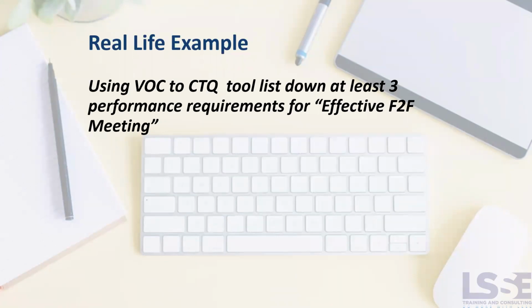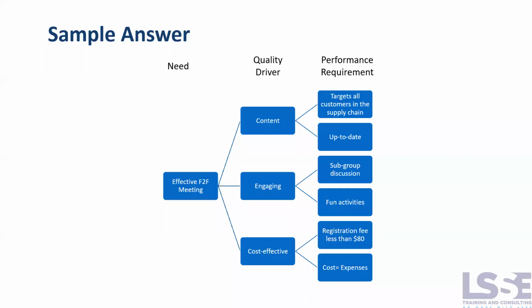So when your customer gives you this, you need to ask further, what do you mean by effective face-to-face meeting? So I had a discussion with that customer so that it would help me design the structure and the delivery of the face-to-face meeting. Upon my conversation with the customer, I realized that one of his quality drivers was content. He wants to make sure that the face-to-face meeting is able to give important information to the attendees. So the performance requirement is that content should target all the customers in our supply chain.